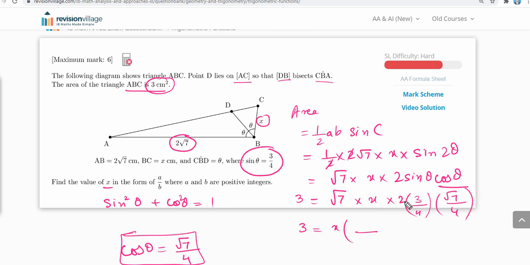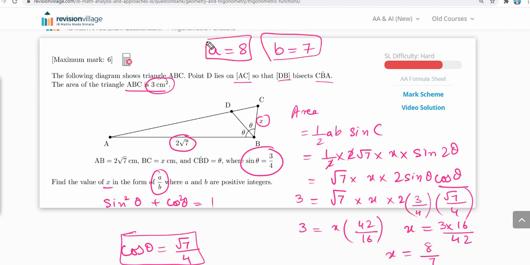and there's also 2 over here. So 2 times 3 is 6, 6 times 7 will be equal to 42, and 4 times 4 is 16. So it'll be 3 equals x times 42 over 16. From here I'll get my value of x, that will be equal to 3 times 16 over 42. So the final answer for x will be equal to 8 over 7. I have given the answer in the form of a over b. So the value of a is 8 and the value of b is 7. a equals 8 and b is equal to 7.